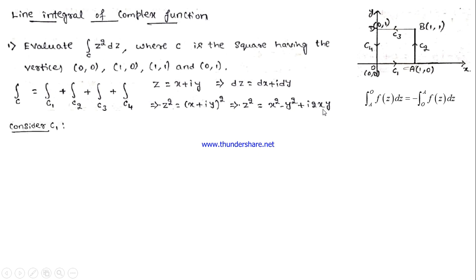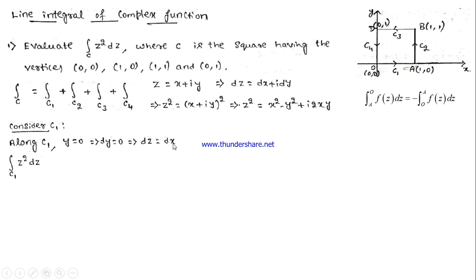Now let me consider the curve C1, along which I will evaluate this integral. C1 is a line connecting the points (0, 0) and (1, 0). Observe this line carefully: the value of y is constant, that is, y is 0. So this curve C1 represents y equal to 0. Since y is 0, dy is 0. If dy is 0, what happens to dz? That just becomes dx, because we have variation only with respect to x in this case.